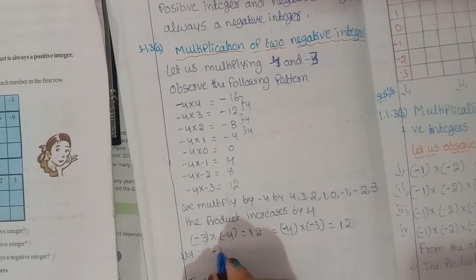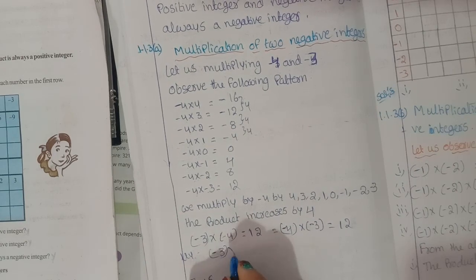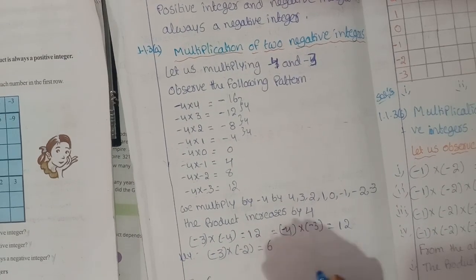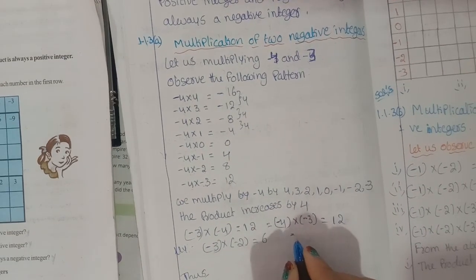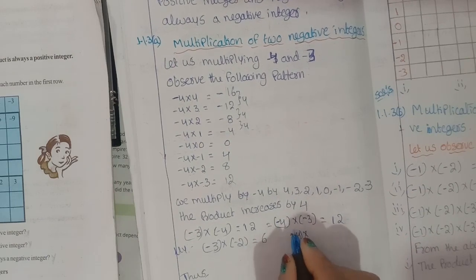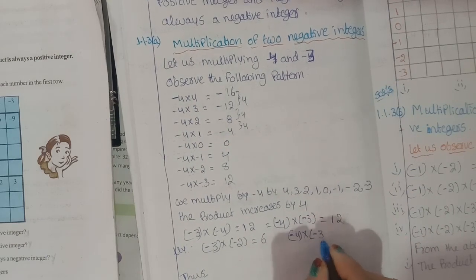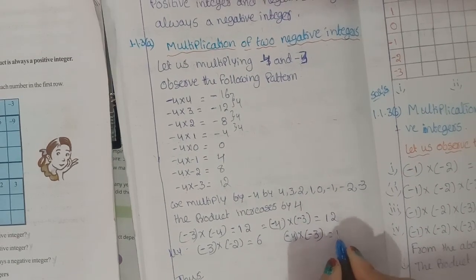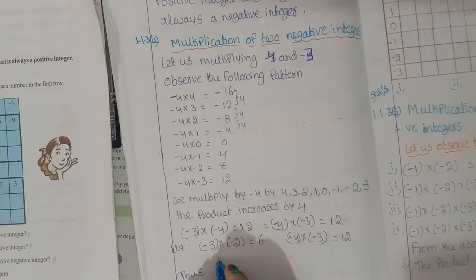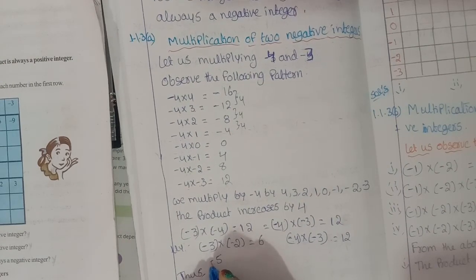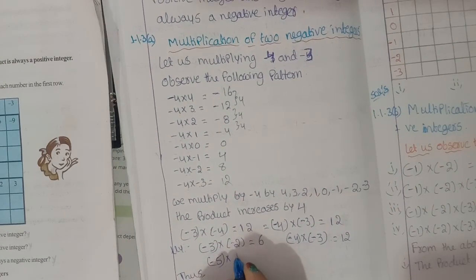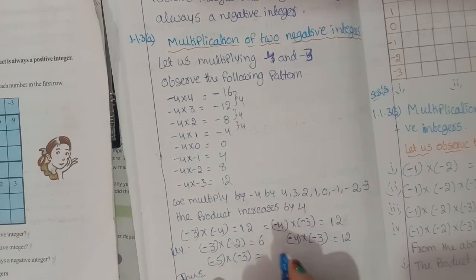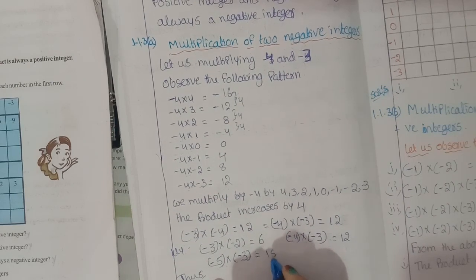Yeah, for example -3 into -2. Here it is minus into minus is plus. 3 twos are 6 only. And then again another example: -4 into -3 only. So that's why minus into minus is plus, so 4 threes are 12 only. Other example: -5 into -3 only. So minus into minus is plus, so 5 threes are 15 only.